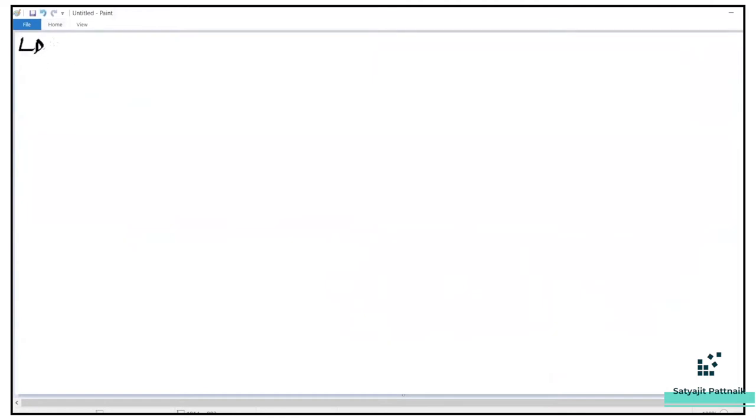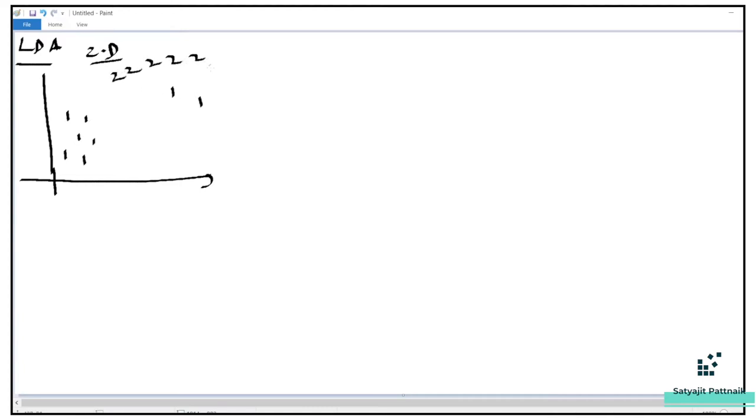Let's quickly jump to our paintbrush and try to understand the drawbacks of directly converting data from n dimensions to a lower dimension space. Let me take an example of a two-dimensional space. This is a two-dimensional graph. Let's say these are my class 1 variables and these are my class 2 variables. Now, if I randomly transform this data to a one-dimension space, let's say the x axis, I will take the point where each one falls on the x-axis.